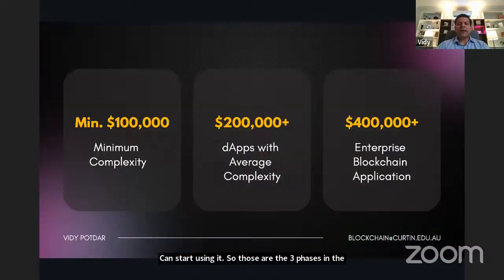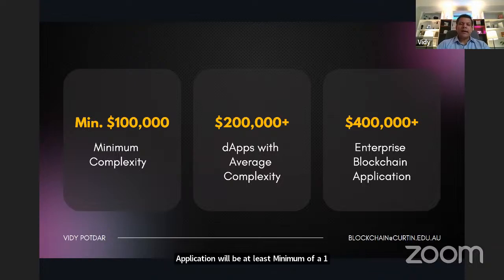So for the development cost, this could be some numbers that you can work with, right? Everything is very project specific, but this will at least give you some idea of what budget is required for this. For example, a very simple minimum complexity blockchain application would require anywhere between $100,000 to say $120,000, $130,000. A project with average complexity will be around $200,000 and more. And an enterprise blockchain application will be at least $400,000 to $500,000.